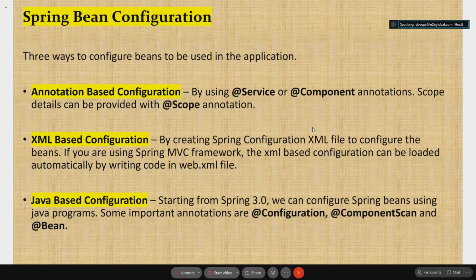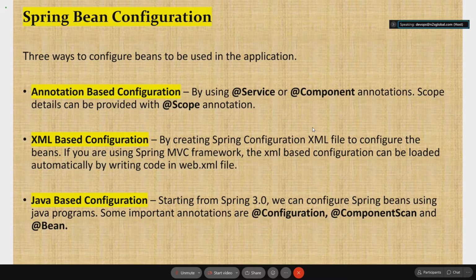By annotation, what are the annotations you can use, as mentioned here? Service or component or scope annotation. XML based is what we will be playing with more here. In XML, we will be configuring all the stuff. And what do you mean by Java based and annotation based? Annotation based is the top level stuff where you directly give it to the bean. Java based configuration is your coding level stuff.